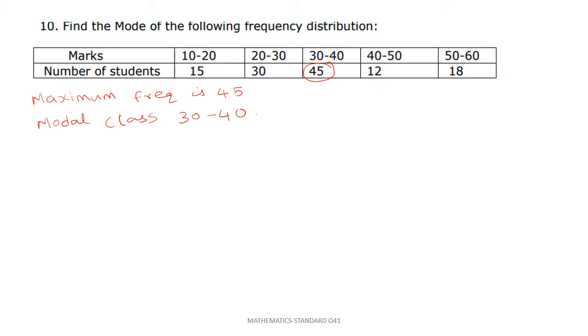So now when we know the modal class, we can find all other things which we need for the calculation. So L is 30, F0 is the frequency before the modal class, and F2 is after the modal class. So F0 is 30, F1 is 45 and F2 is 12, and H you know is the class size, as we have seen in the last problem also when we found the median. So H is the class size. So 10 and 20, that size is 20 minus 10, which is 10.